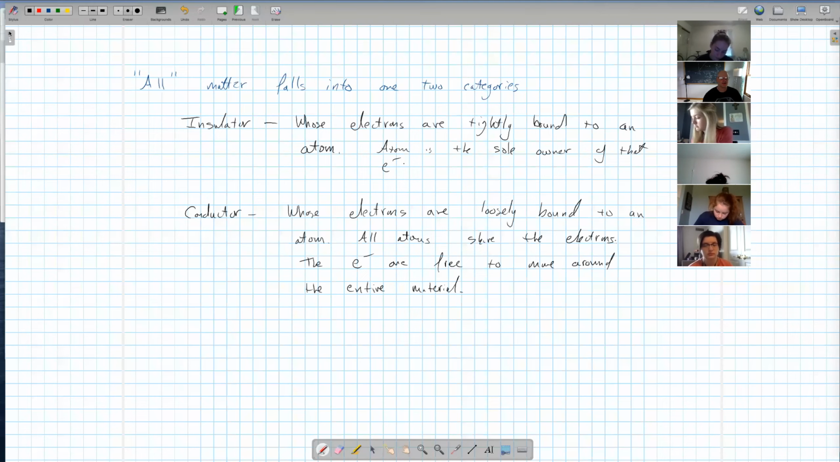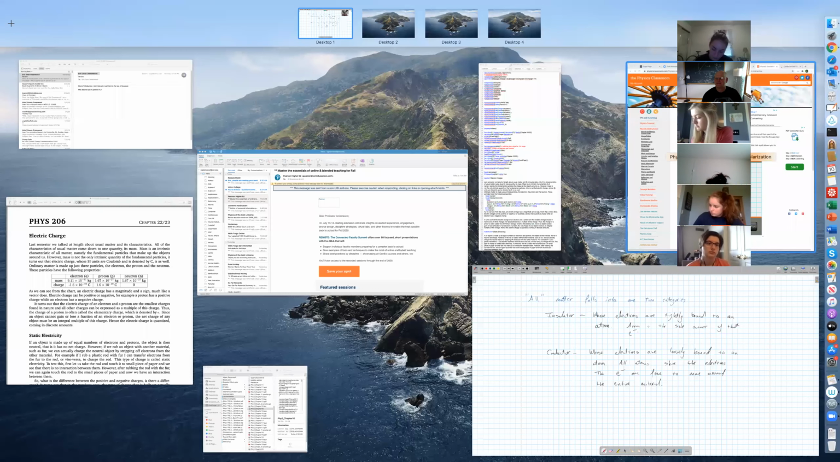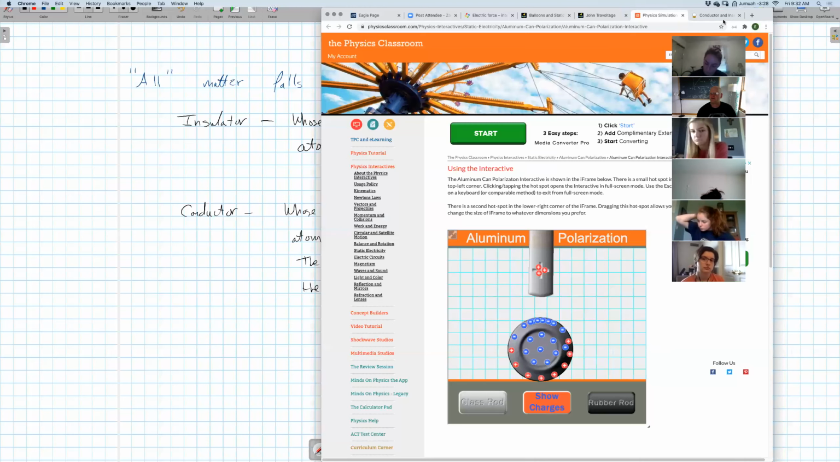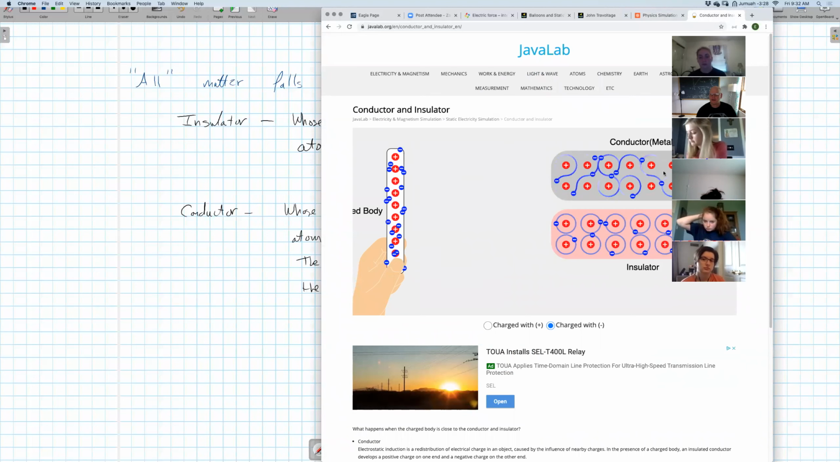So let me show you another simulation and show you what I'm talking about here. Here is a conductor, and here is an insulator. You can see here are my atoms, which in this case are just a single positive charge with an electron orbiting about it. In the conductor, the electrons are moving around wherever they feel like moving. They're not bound to a single atom. They're being shared by all possible atoms.